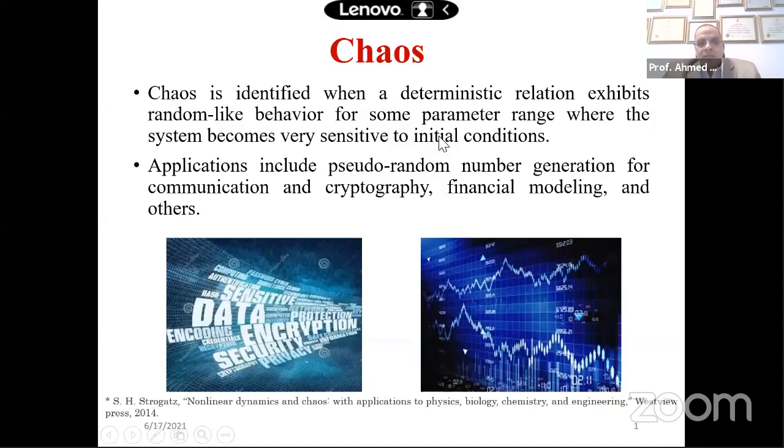The definition of chaotic systems is very important, and there are many applications that use chaotic systems. The definition of chaos is a deterministic behavior that has random-like behavior at the same time. So it is deterministic equations, and its behavior is like random, like noise, but it's not noise. It is very sensitive to initial conditions, and there are many applications that use the chaotic system, like pseudo-random number generators, encryption, modeling in financial companies, cryptography, synchronization, and lots of other applications that use chaos.